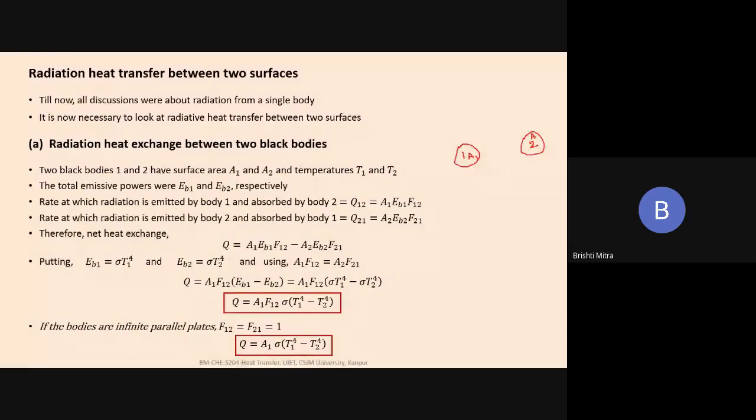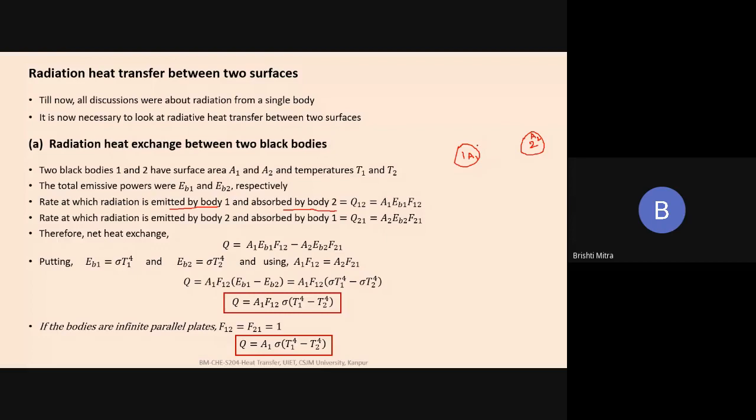In the case of the first one the temperature is T1, and the temperature of the second one is T2. Now, the total emissive powers were EB1 and EB2 respectively. Consider the rate at which the radiation is emitted by a body and absorbed by body 2. Now, if it is a black body, it is going to absorb all the radiation, you know that.